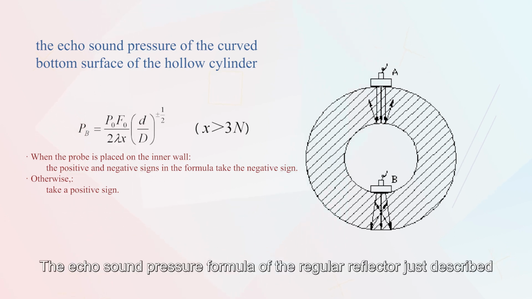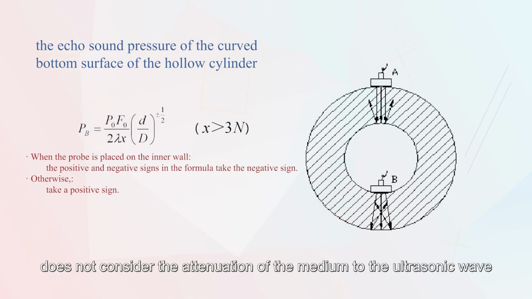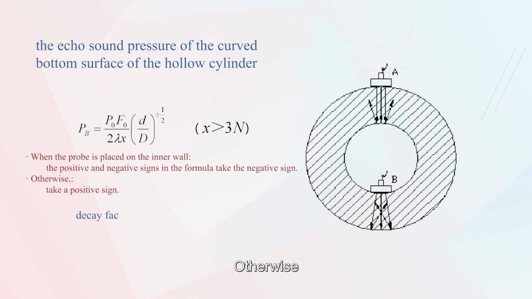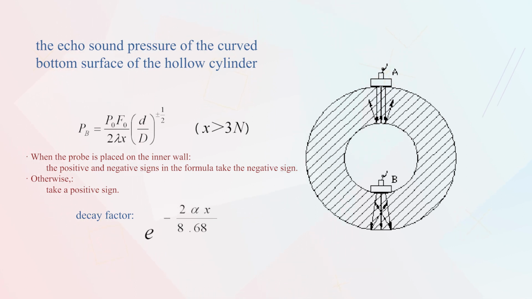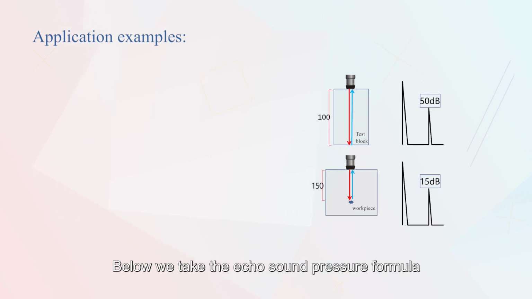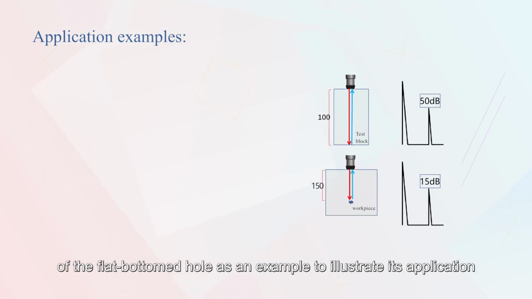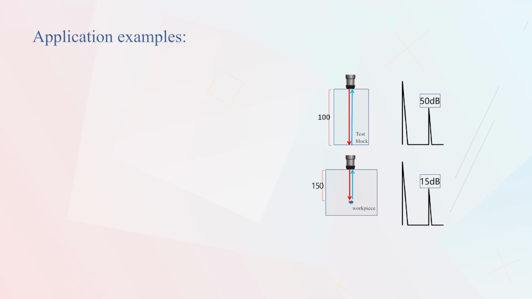The echo sound pressure formulas of the regular reflectors just described do not consider the attenuation of the medium to the ultrasonic wave. Otherwise, the end of each formula should be multiplied by the decay factor. Below, we take the echo sound pressure formula of the flat-bottomed hole as an example to illustrate its application.